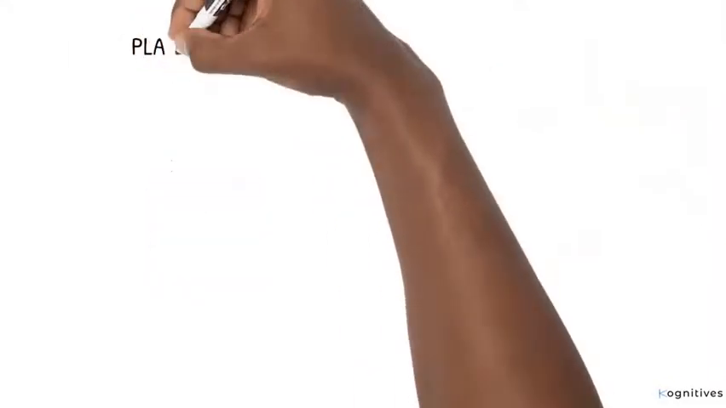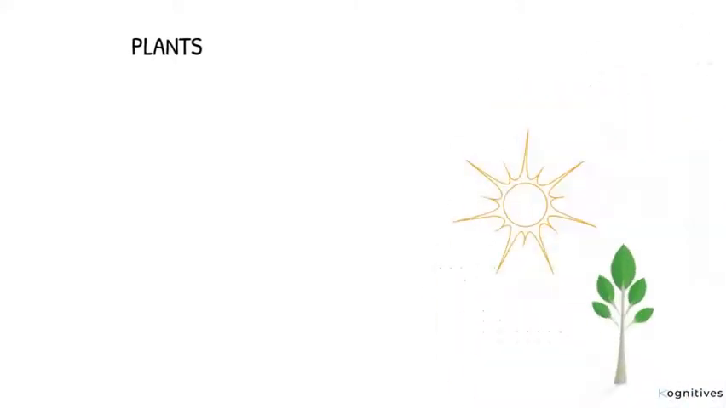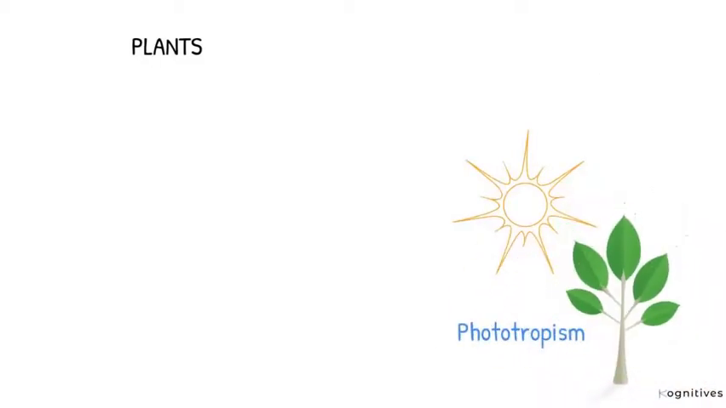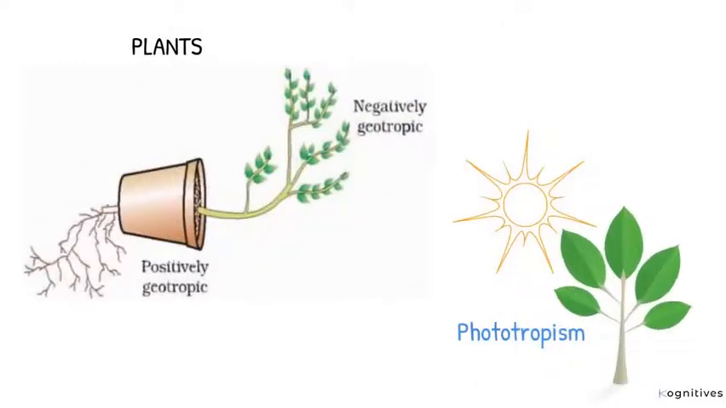When we come to plants, plants respond to various stimuli, which may be from gravitation, which may be from shadows, which may be from light, and which may even be from water. These responses are referred to as tropic movements in plants. When plants respond to sunlight, it is called phototropism. The process by which plants respond to the force of gravity is called geotropism.